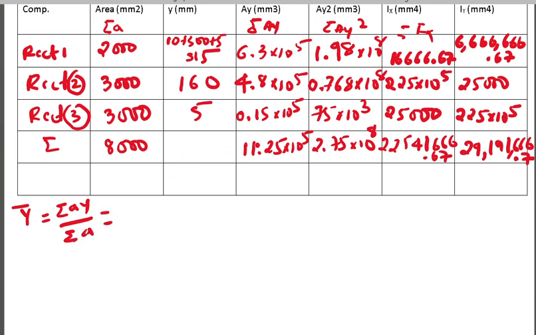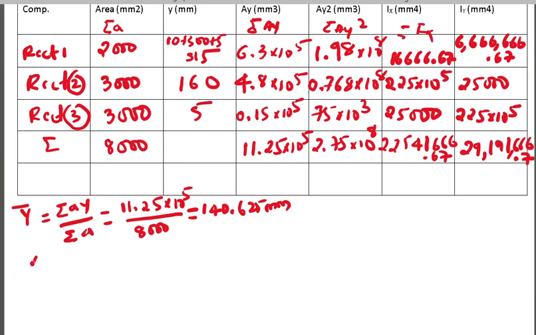What is the value of summation of Ay? Summation of Ay is 11.25 into 10 to the power of 5, divided by 8,000. Summation of A is 8,000. Then you will get the value of y bar, that is 140.625 mm.